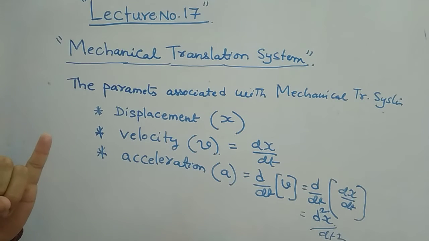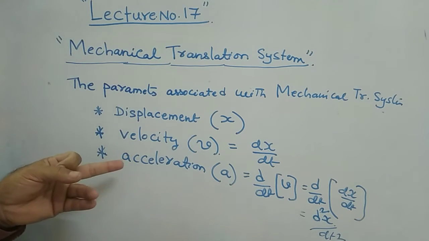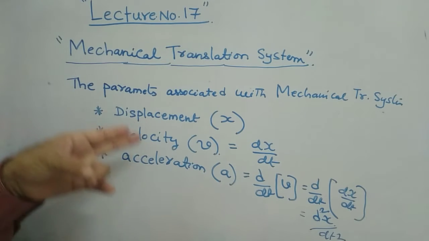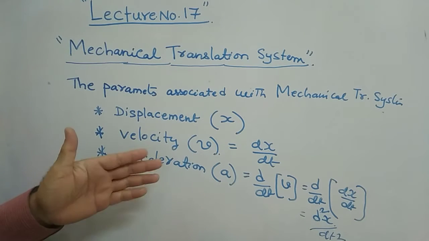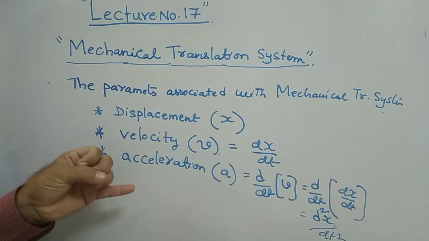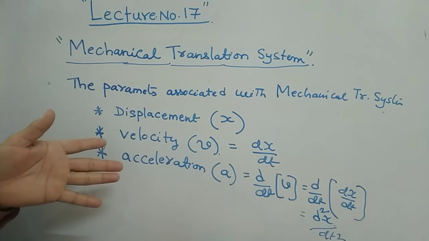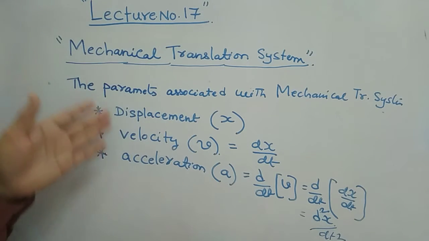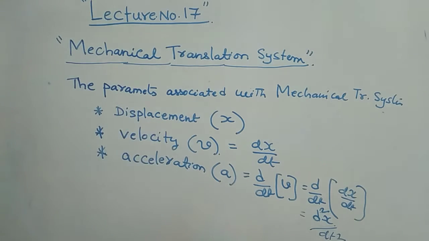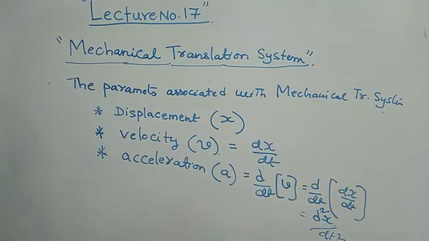These are the three other parameters to be considered. First is the displacement, second is the velocity, third is the acceleration. These are the three parameters associated with our mechanical translational system, other than the earlier three: the mass, spring, and viscous friction coefficient. So how are these interconnected, and what is the relation between all these parameters? There are certain relations, and those relations are governed by Newton's second law.